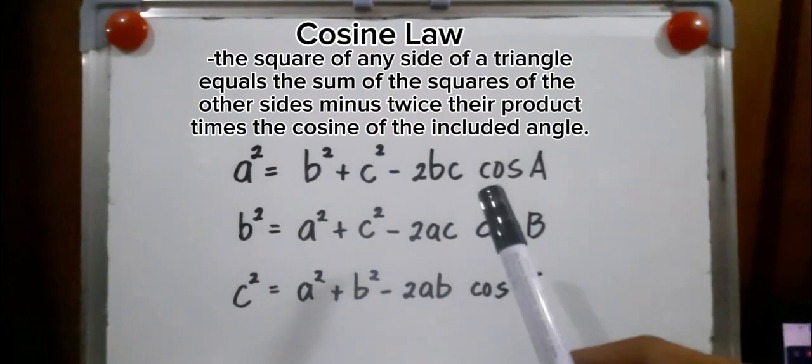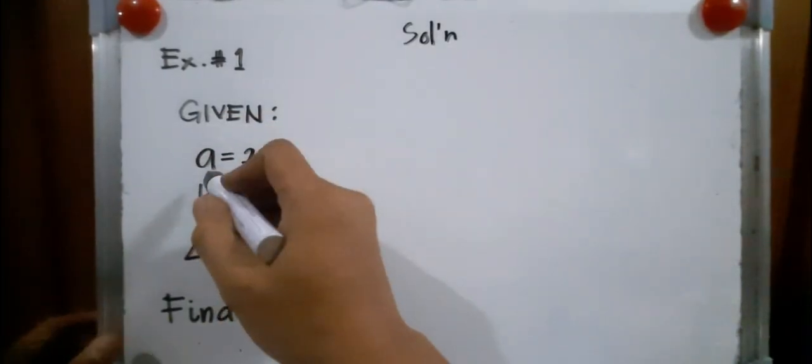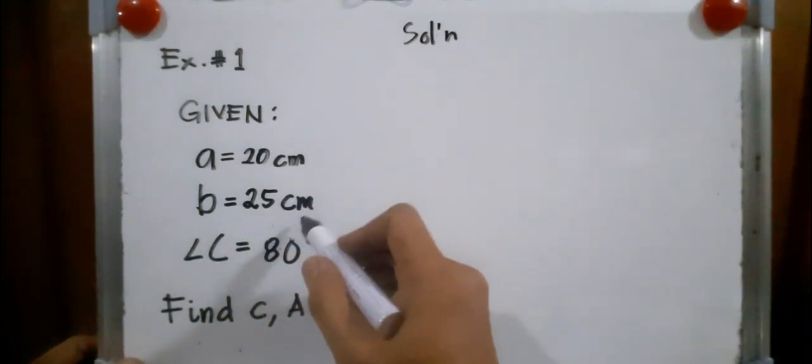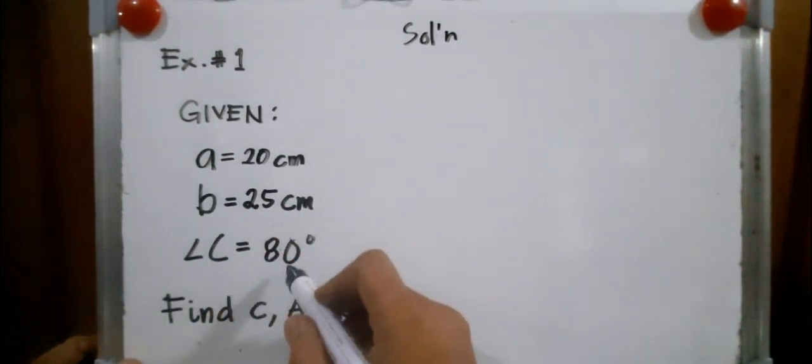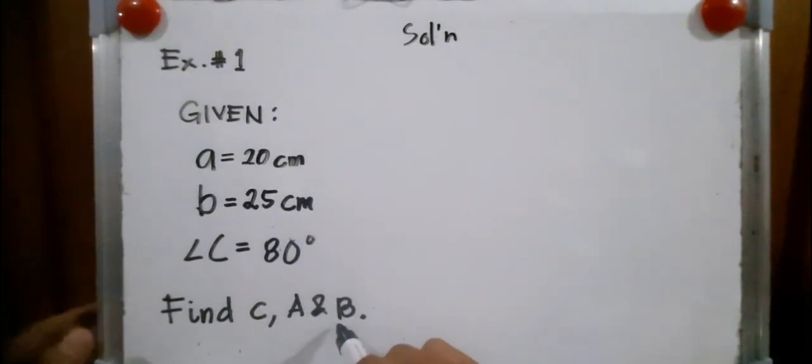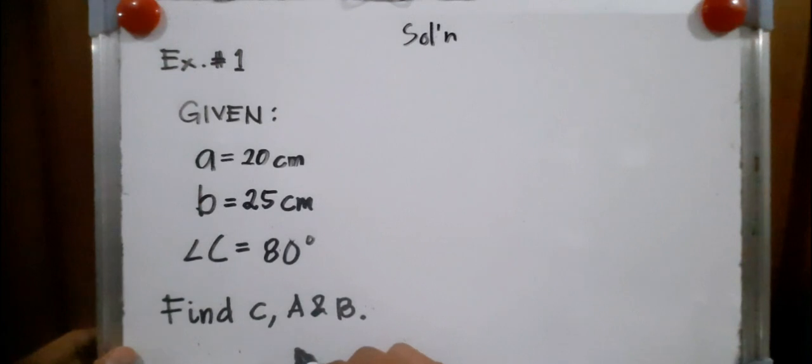Okay? Example number 1. Given: side A is equal to 20 centimeters, side B is 25 centimeters, while angle C is equal to 80 degrees. Let us find side C, angle A, and angle B. So this time we'll be using cosine law. We cannot use here Pythagorean and the sine law.